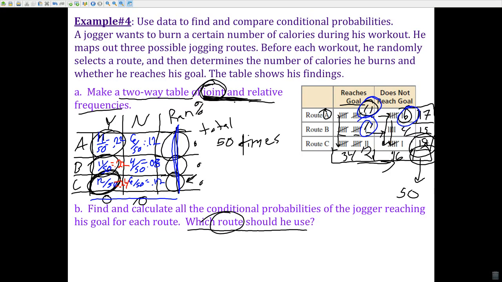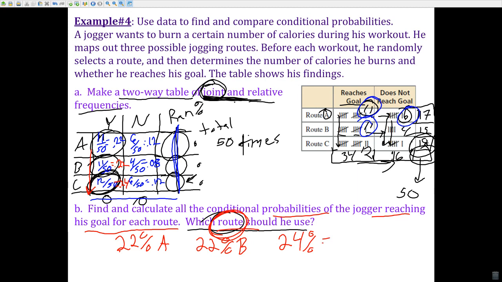Some people at the very beginning said, oh, I know what's the best route to take. Find and calculate the conditional probabilities of the jogger reaching his goal for each route. Which route is the best? Which should he use? So we just did that, right? It's 22% for route A. It's 22% for route B. And it's 24% for route C. So you'd say that C is the best route.